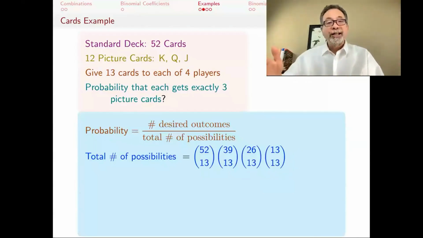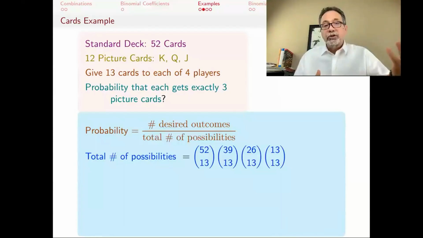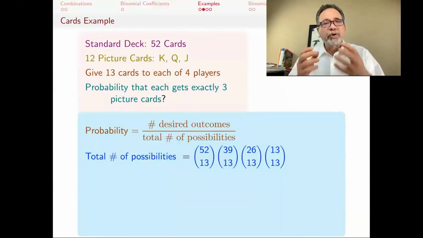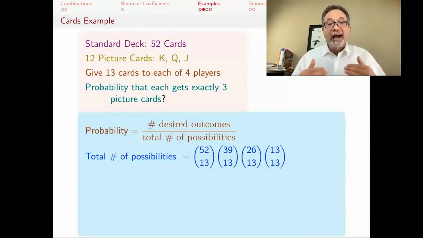Those choices are independent of each other. Regardless of which cards you give to the first player, you still have 39 choose 13 choices for the second player, and so on. You multiply these. This gives you the total number of possibilities. It's not a good idea to write these numbers and multiply them. You get a very humongous number. When you divide, a lot of those factorials cancel and life gets easier.